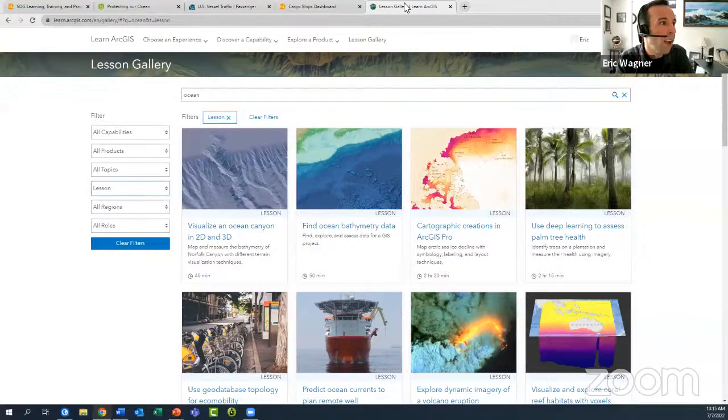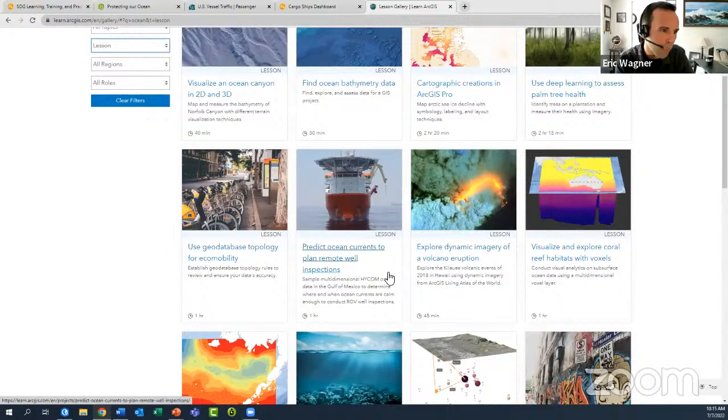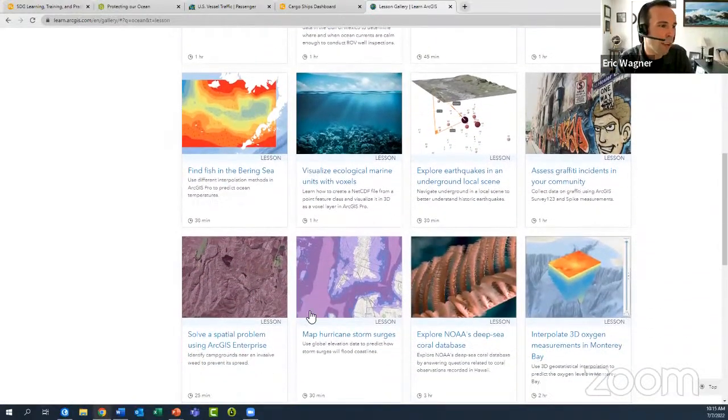As a quick example, this is our Learn gallery where I just searched for the topic of oceans, and we have all kinds of different topics here that are available to us, whether it's exploring coral reef habitats, fishing in the Bering Sea, hurricane storm surges, or ocean measurements around the world. There are all kinds of different lessons that provide step-by-step instructions to help you get started and do mapping and change our world.